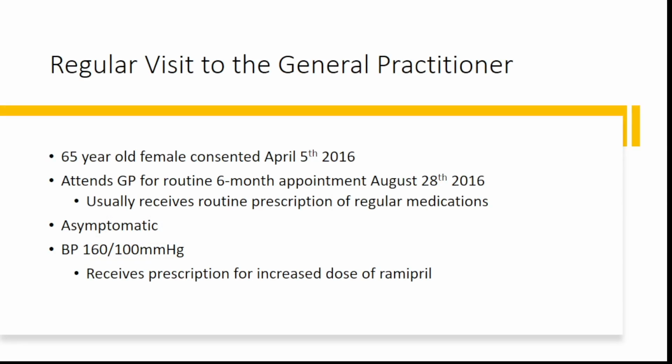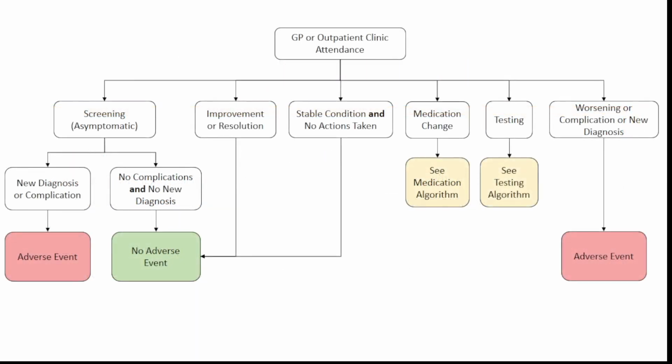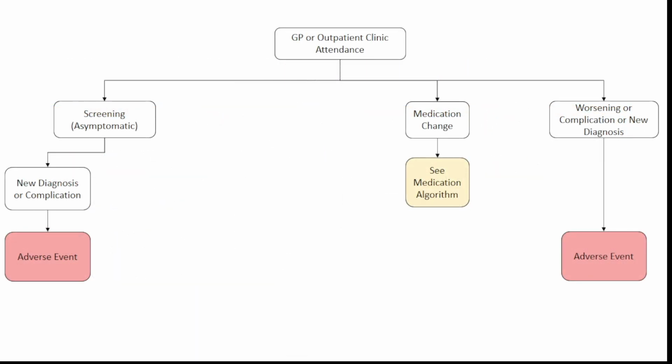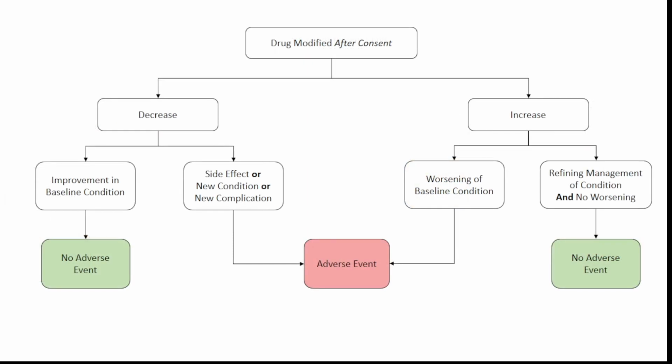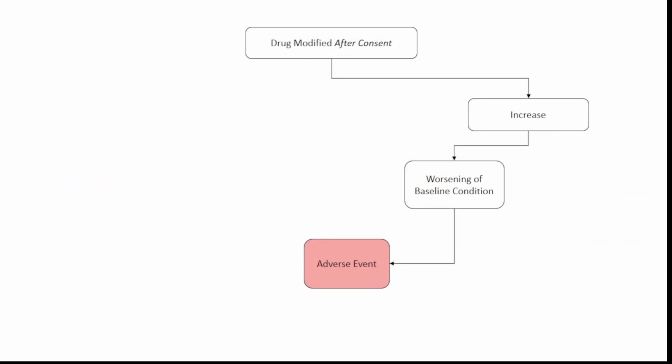Regular visit to the GP, this person has their blood pressure checked, their blood pressure is high, their Ramipril is increased. Adverse event, yes or no? Yes, so you can hit this two ways on the algorithm. One is they went to the GP for screening, their blood pressure was up, their medication was changed, or there was a worsening of the diagnosis. Or if we look at the drug modified after consent side, there's an increase in the drug because of a worsening in the condition, and that tells you it's an adverse event.